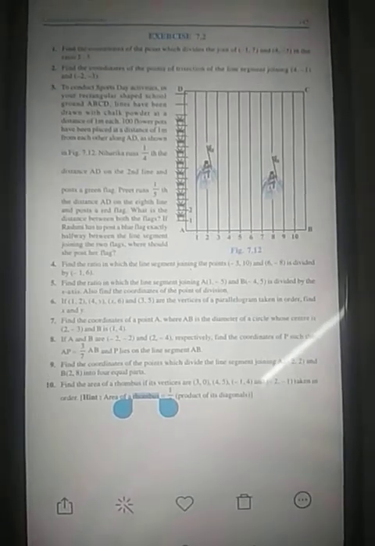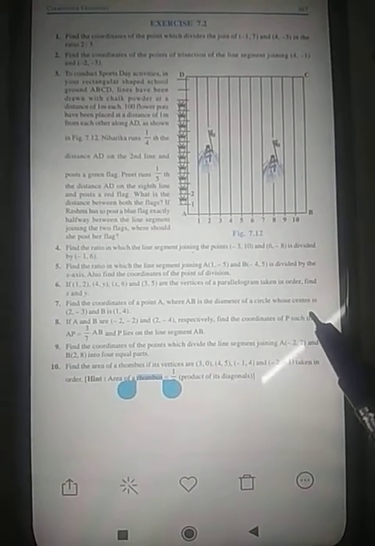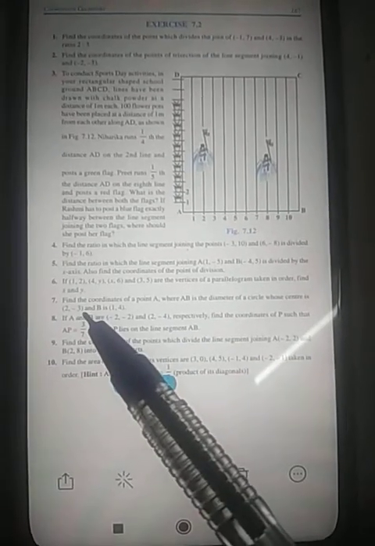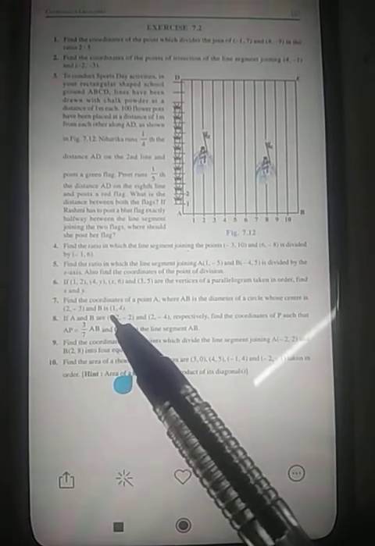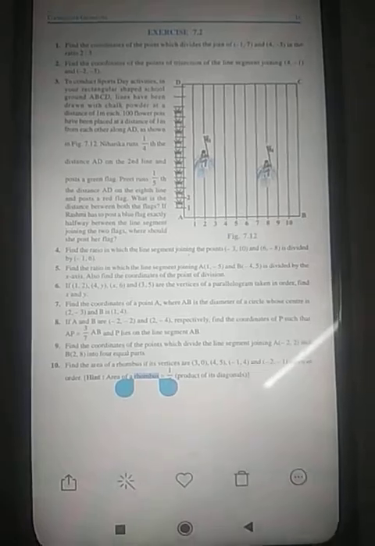Go for question number 7. Find the coordinates of the point A. Find the coordinates of point A, where AB is the diameter of the circle whose center is (2, -3) and B is (1, 4). See, here AB is the diameter of a circle, they told.